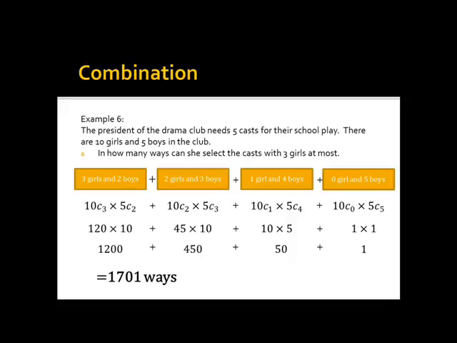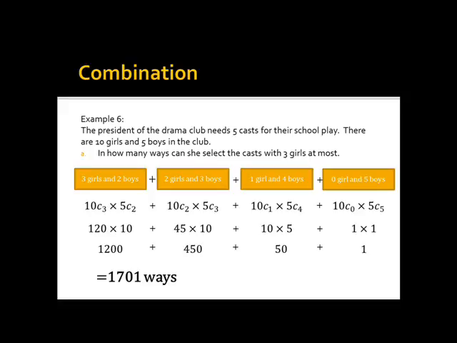Example number 6. The president of the drama club needs 5 casts for their school play. There are 10 girls and 5 boys in the club. In how many ways can she select the cast with 3 girls at most? So in this problem, we are looking for the number of ways she can select the cast with 3 girls at most.